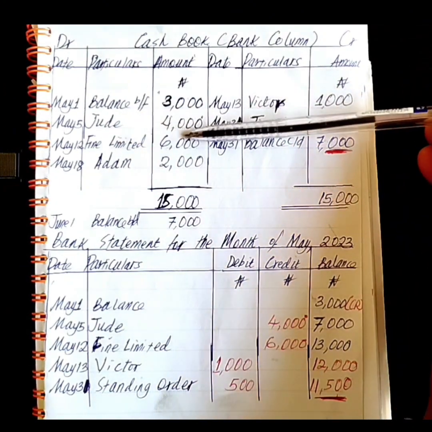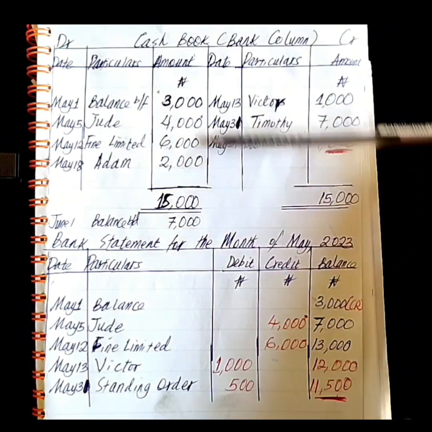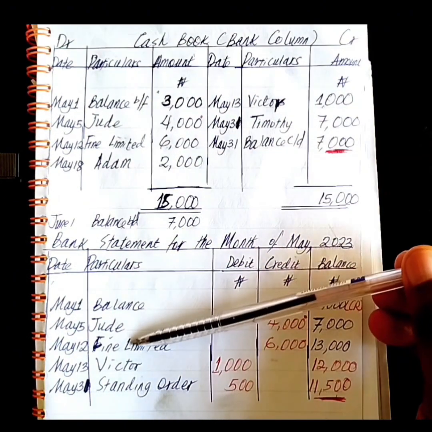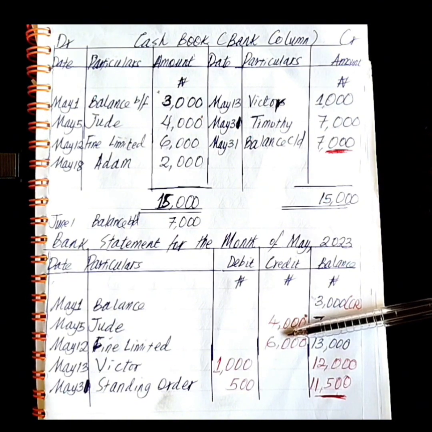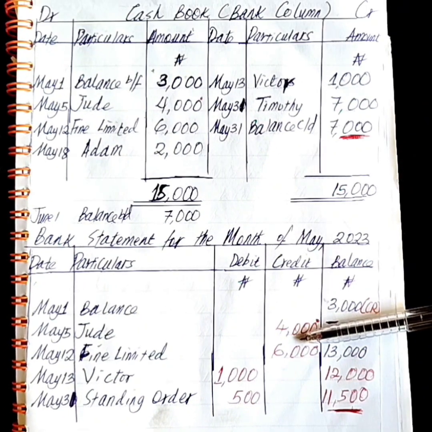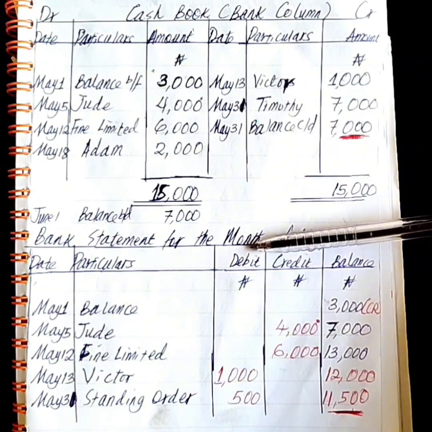Also, you received 6,000 from Fine Limited. You received it and you debited. The bank did what? The bank credited you. So whatever thing you do, your bank does the opposite. That is the principle upon which banking transactions are operated on. And that is also something that you need to know. It is an essential thing that you need to know in this topic.